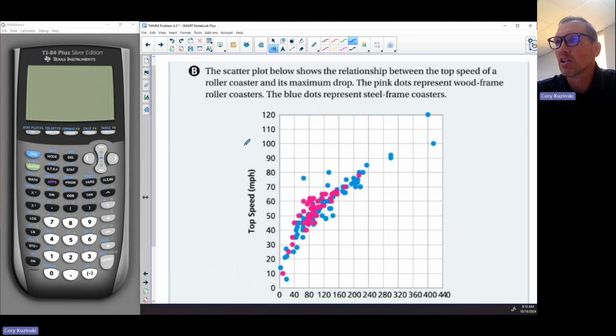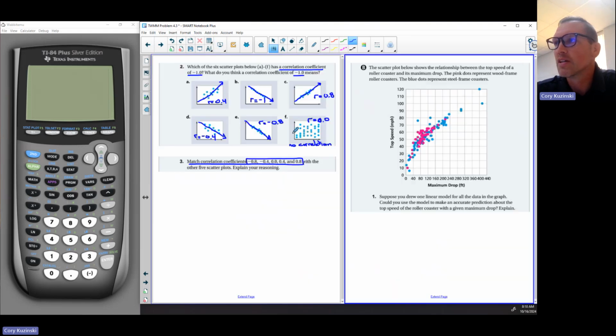All right, the scatter plot below, I'm going to go dual screen here. The scatter plot below shows the relationship between the top speed of a roller coaster and its maximum drop. The pink dots, which you can't see on your note sheet because I did black and white copies, the pink dots represent wood frame coasters and the blue dots represent steel frame coasters.